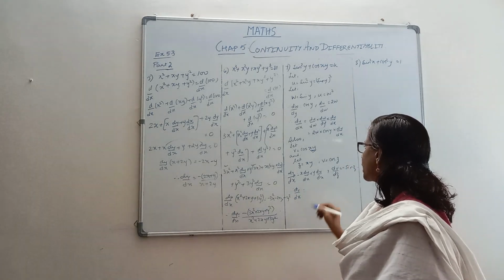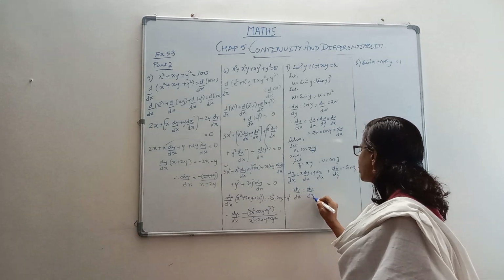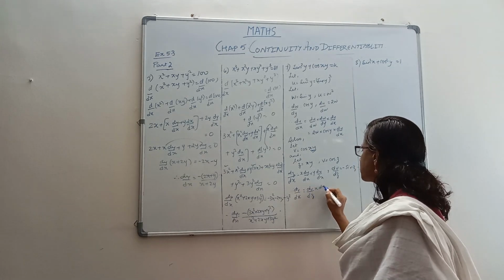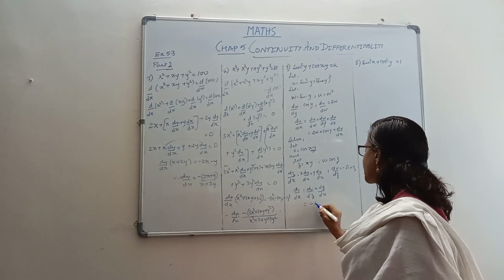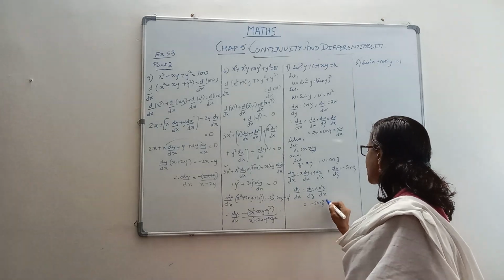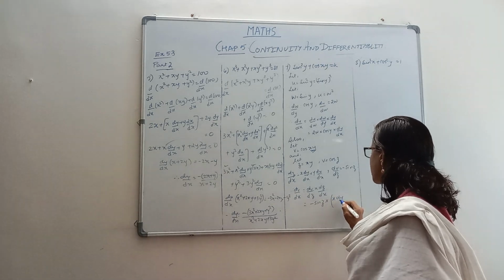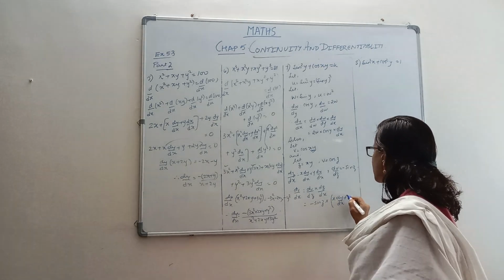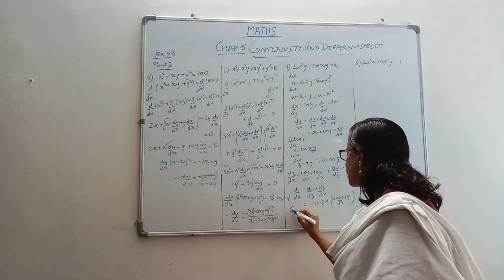And how are we going to get that? dv by dz we already have, and dz by dx we have found out. So dv by dx is minus sin z times dz by dx. And what is dz by dx? It is x into dy by dx plus y, because dx by dx we know is 1.